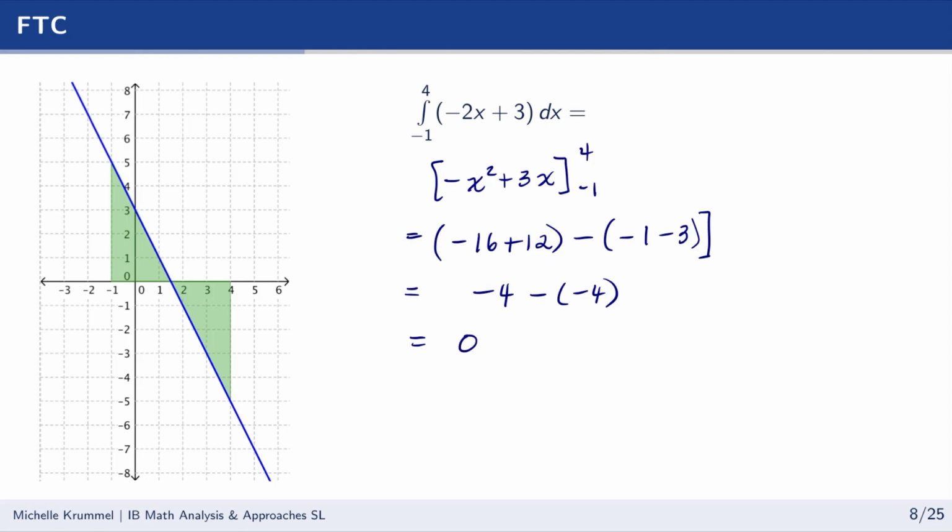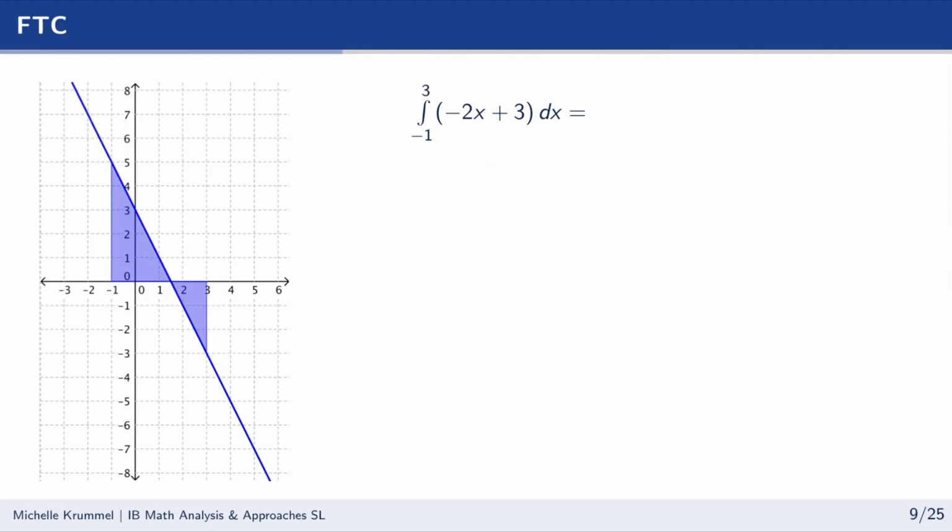Now, we don't have 0 area, but remember, when we are thinking about area below the x-axis, we use signed area. So we have the same amount of area above the x-axis and below the x-axis, and so they're essentially canceling one another out because one is a positive area and one is given as a negative area. So it makes sense that we got 0 as the overall answer here.